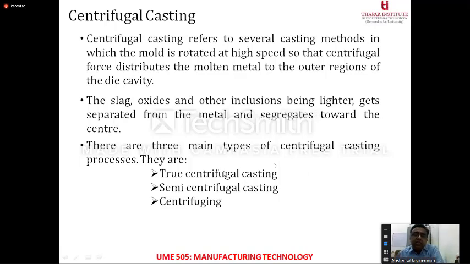So there are three types of centrifugal casting processes: true centrifugal casting, semi-centrifugal casting, and centrifuging. These three processes are named on the basis of the size of the casting that you are trying to create. True centrifugal casting creates bigger dimension products. Semi-centrifugal casting creates a product which is medium or small in size, whereas centrifuging creates a product which is very small in size. These three names are given because the basic concept is the same, that is, centrifugal force is going to act, but the size of the casting being generated defines the name.